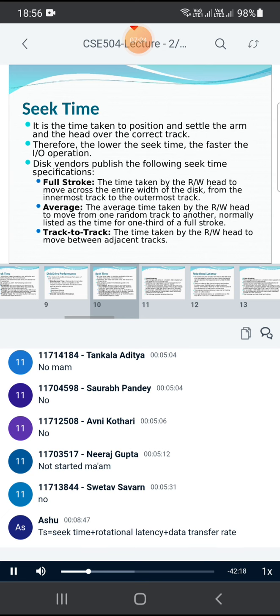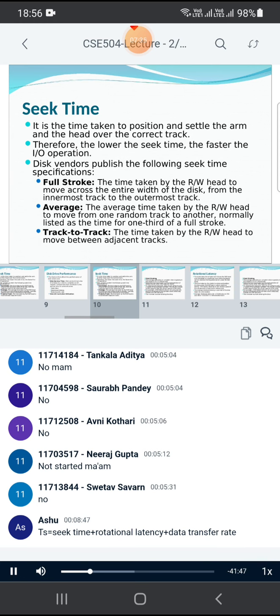Seek time is the time taken. As you already know how actually the disk works, I have told you that platters are rotating. There will be a motor connected to a spindle which makes the platters rotate. So the disk is rotating. At the same time, the actuator arm, to which the read-write heads are connected, is moving back and forth. It is moving outwards to inwards, inwards to outwards, for moving the head across the tracks. I'm repeating again.